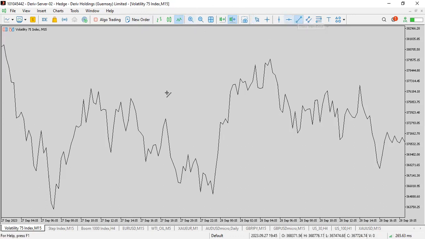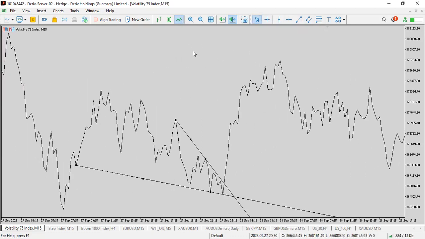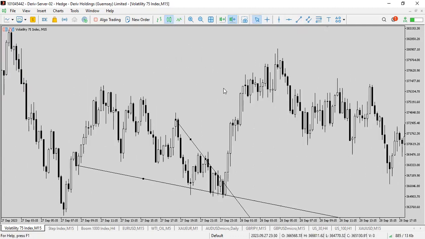We have a connection here. Good connection. Good one. Massive. And you see the move. You see the move. And you see that?